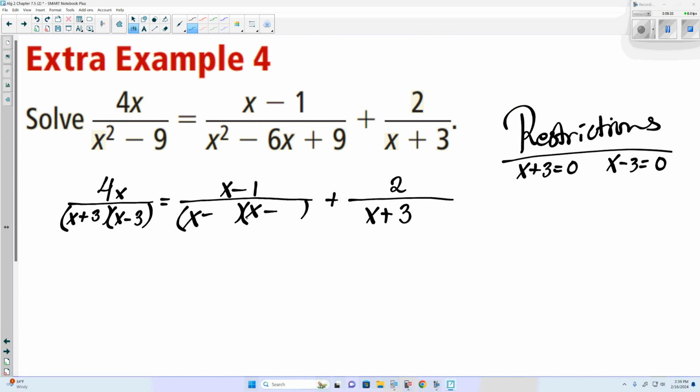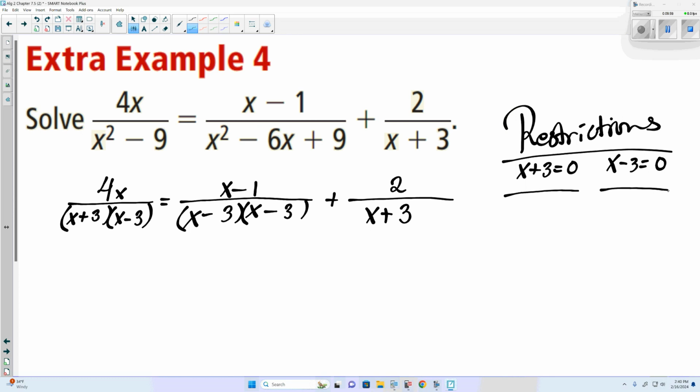Which one do we want to use? 3 and 3. We could check this if we want, but this is indeed the correct factors for this here. Now, even though we have several different factors, we only have two unique sets, x plus 3 and x minus 3.